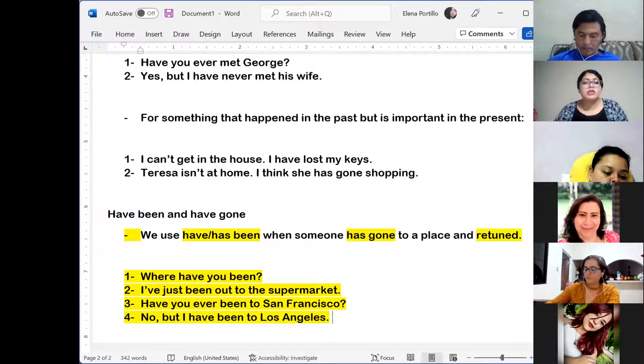So in our cases, we can use this sentence when we visit some places in our country. For example, maybe have you ever been to San Salvador? Or have you ever been to San Miguel? Or have you ever been to Usulutan? Or have you ever been to Santa Ana? So in that sentence or questions, we are asking someone if they have traveled to the places but returned to their houses in the same day, in the same week, or in the same month. But the important thing here is that we use has been or have been for someone that has gone to a place and returned to the original place.